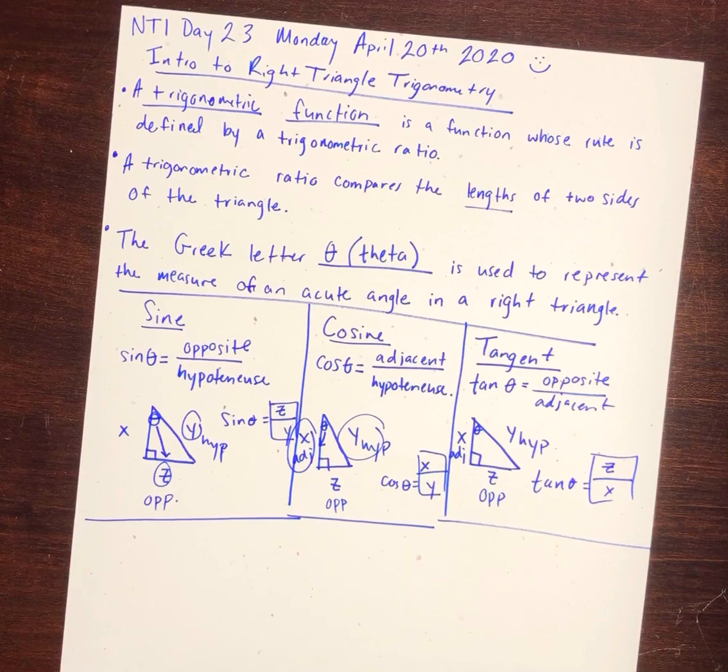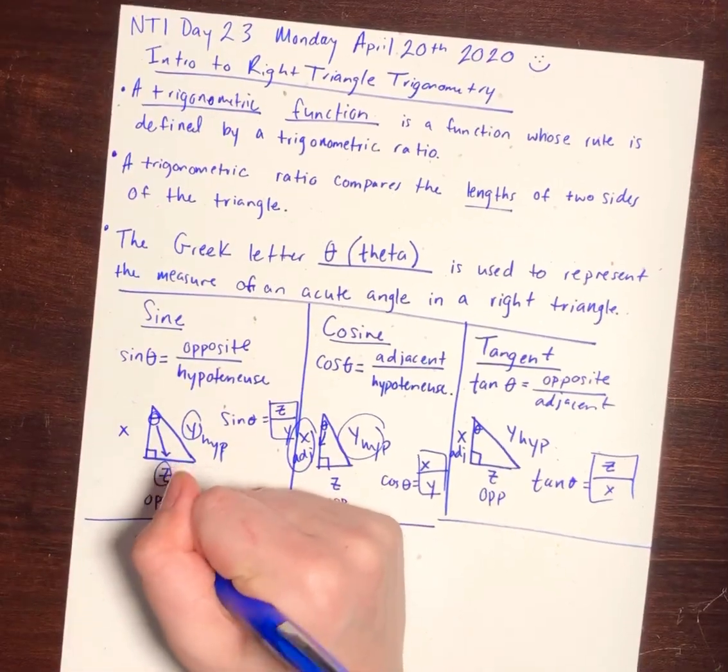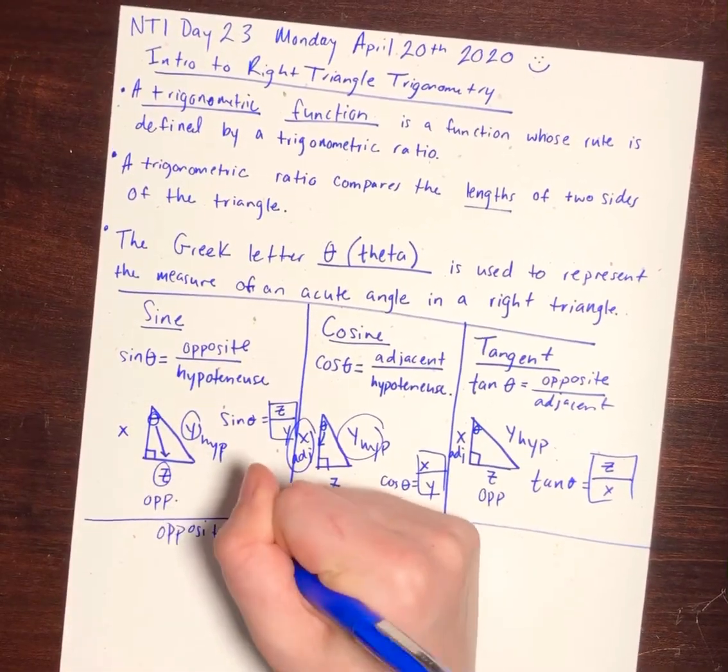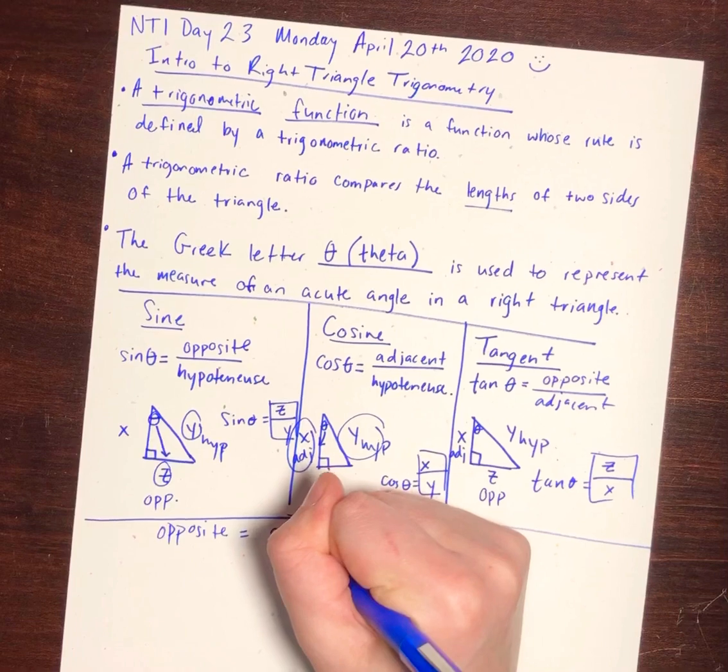So theta is the angle that we're interested in, the one we're wanting to find information about. Opposite is across from theta.